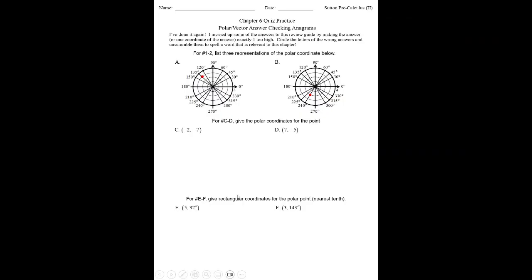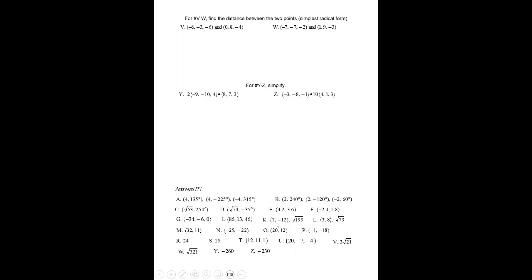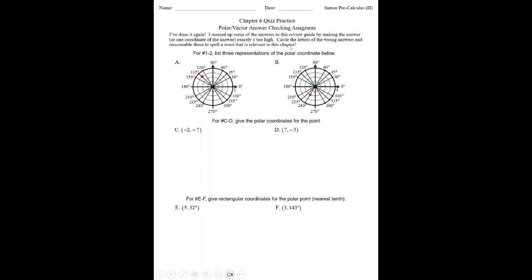This is a puzzle I created myself called Answer Checking Anagrams. I've given a whole bunch of questions based on polar coordinates and vectors, and at the very end, if you look, I gave the answers to all those questions. The trouble is, as I wrote in the directions here, I messed up. Some of the answers are exactly one too high in the number of the answer.